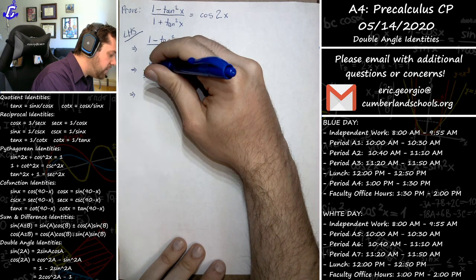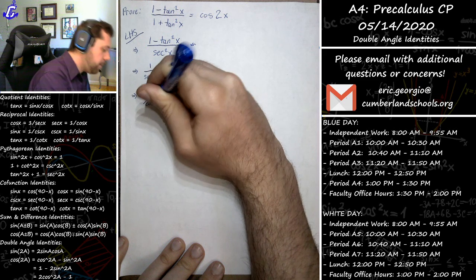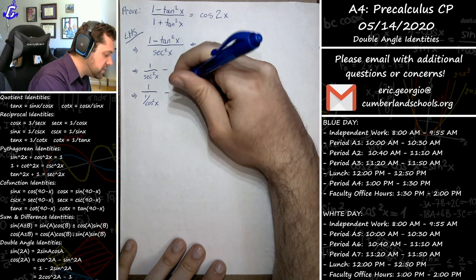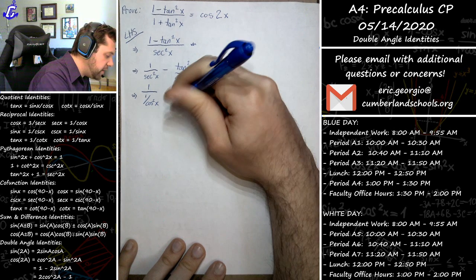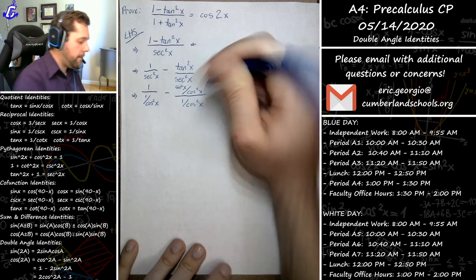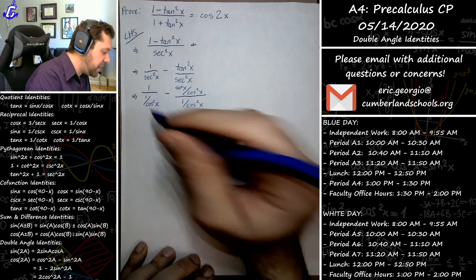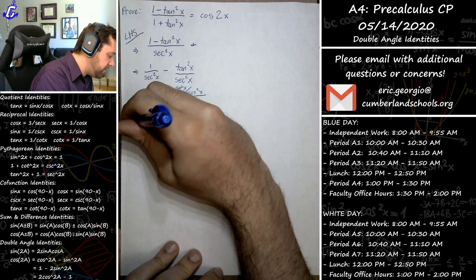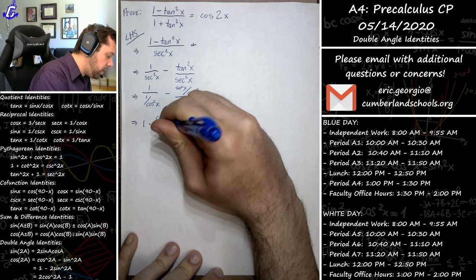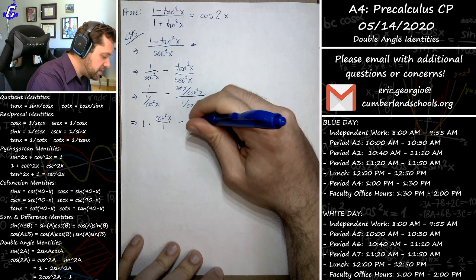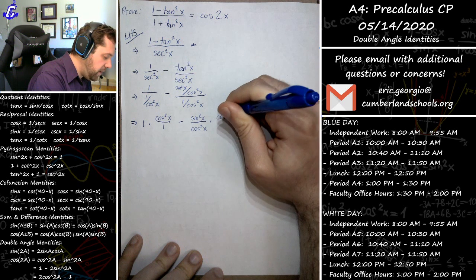Check this out. I have 1 over secant squared. Well, secant squared is 1 over cosine squared. Now I have tangent squared is sine squared over cosine squared, and secant squared is 1 over cosine squared. Now I have my good old divide by a fraction thing going on here. So how do I divide by a fraction? I multiply by the reciprocal. I'm going to do that with the first term here. I'm going to get 1 times the reciprocal, cosine squared x over 1, minus sine squared x over cosine squared of x times the reciprocal, cosine squared of x over 1.